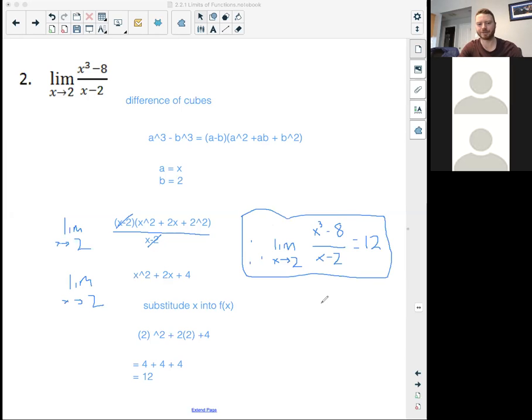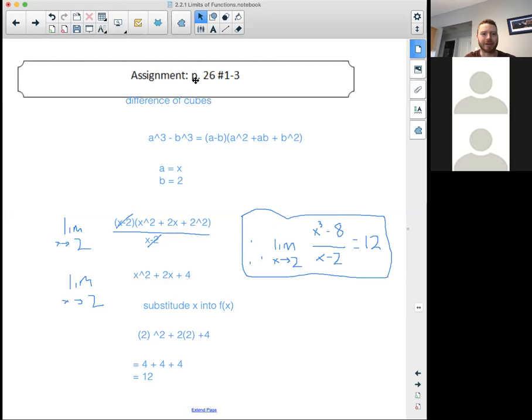There, that is a box. Yeah, so that's about it. I think we have the assignment. Yeah, so the assignment is page 26, questions 1 to 3 in your module workbook.